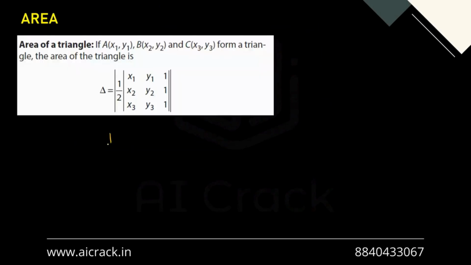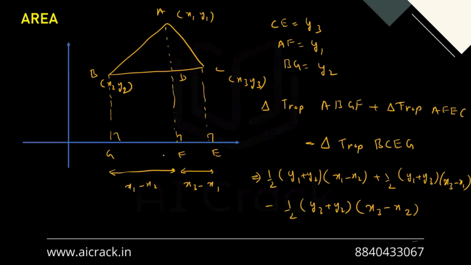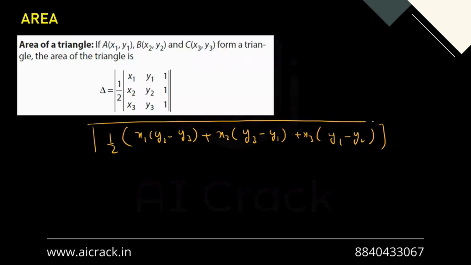I'll get 1 by 2 times x1 times (y2 minus y3) plus x2 times (y3 minus y1) plus x3 times (y1 minus y2). So this is the formula we are going to get if I open this up. Okay, so this you have to remember.